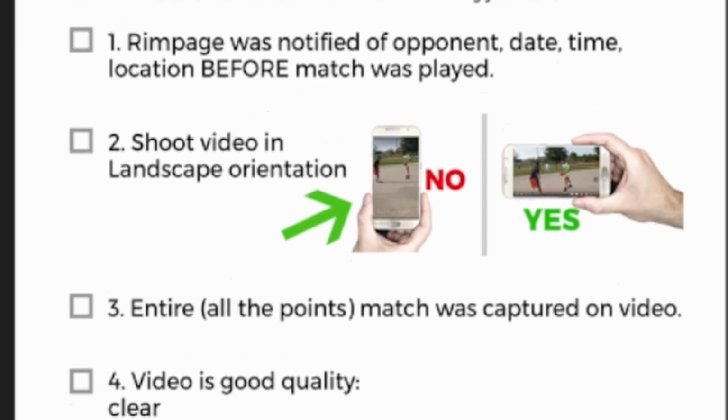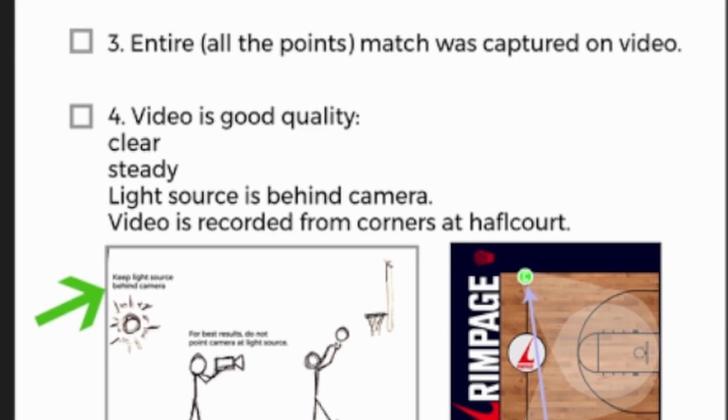Number 3, the entire match was captured on video. If someone is running off into the corner of the court and they take a shot and they hit it and it's not on film because you're not filming that part, we don't know if that was a 2-pointer or a 1-pointer. We don't know when we're watching that video. And the only thing you can get credit for is what we can see on video.